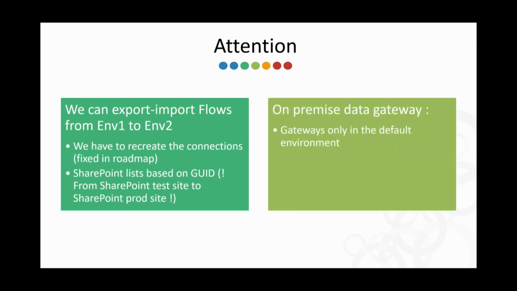Okay. Also, if you use the on-prem data gateway, only flows running in the default environment can communicate with the on-prem. So if you create an HR environment and you want to create a flow in there, it won't be able to communicate with on-prem. It's only the default environment. That's also important to know before starting a project.